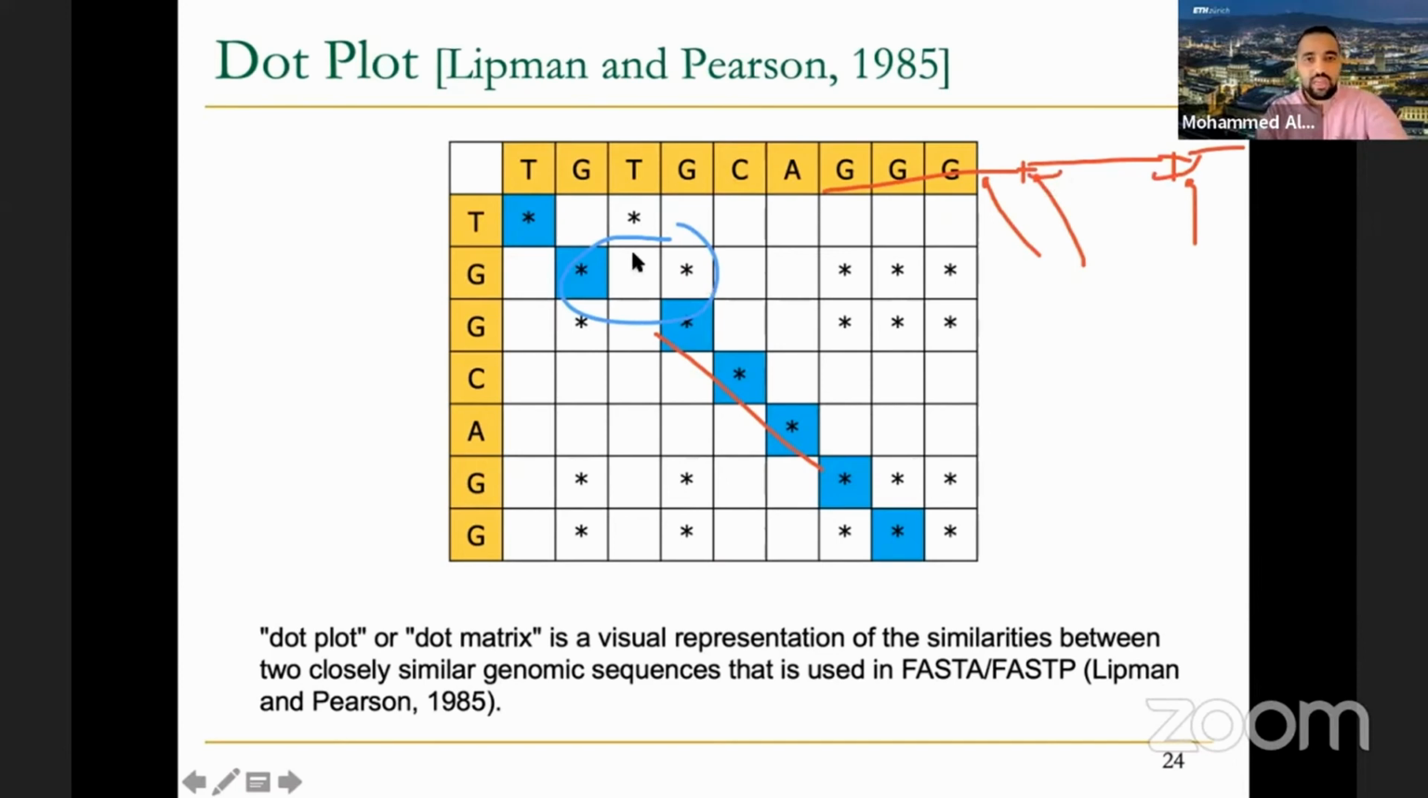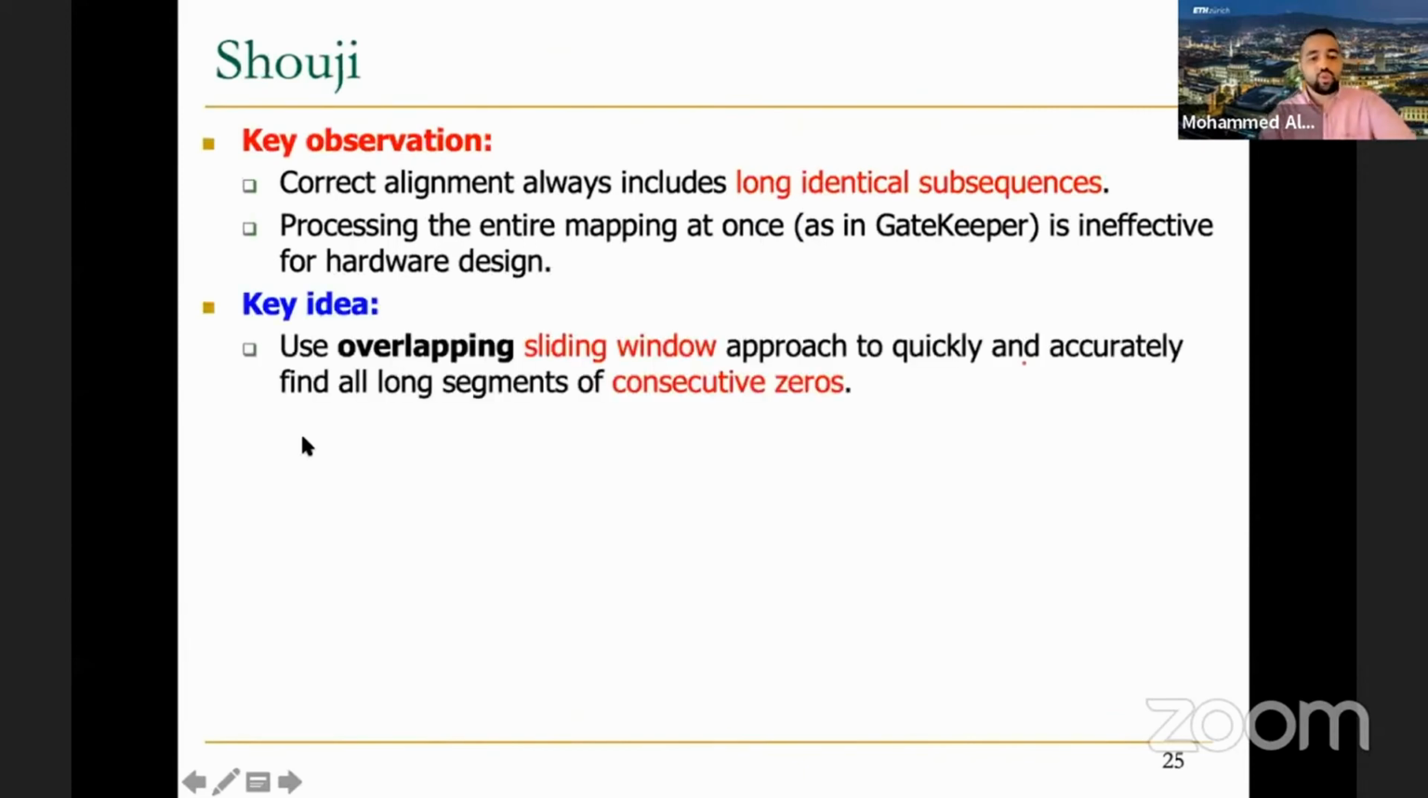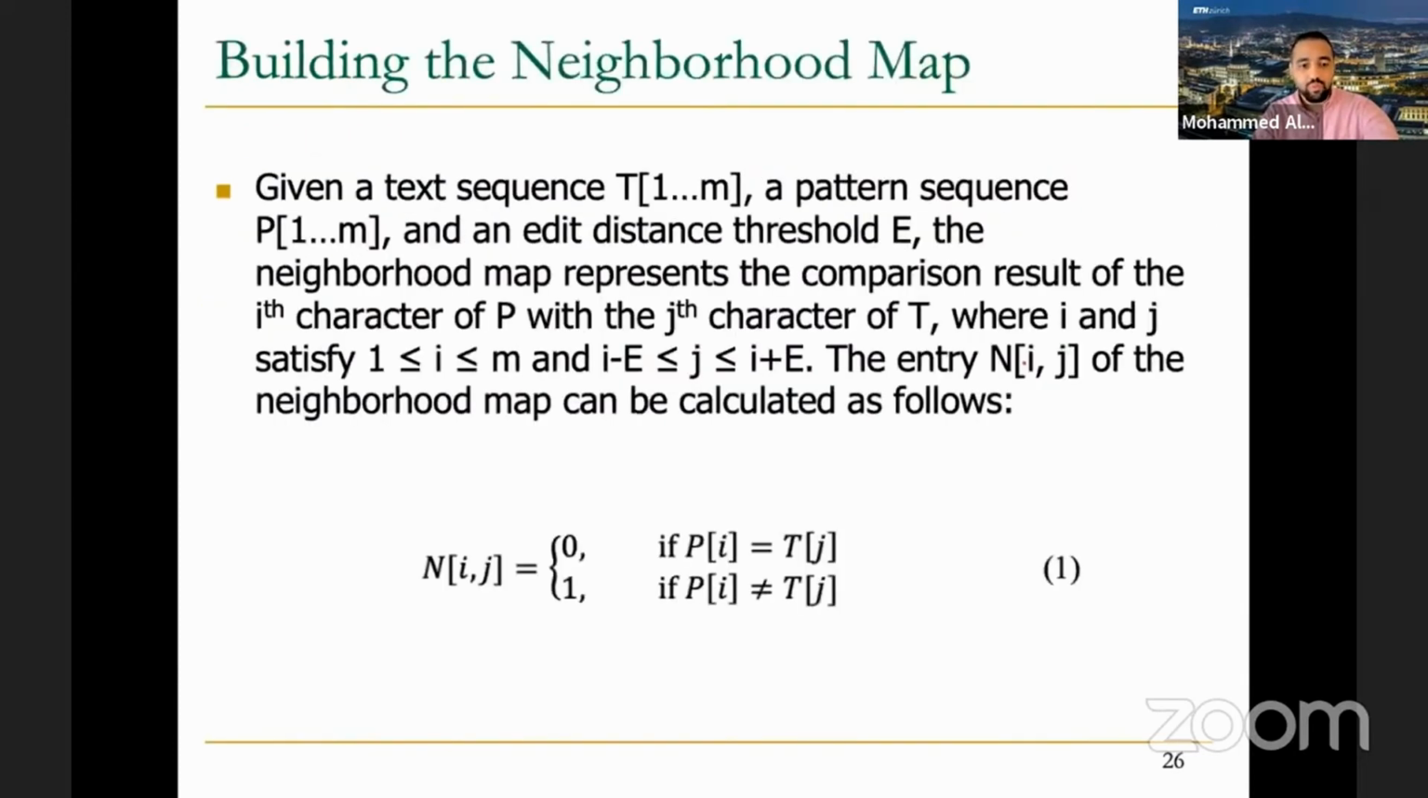We try to have a sliding window going over these diagonals. And whenever we see a switch between one mask to another mask, we said there is some edit operation happening there. And then we count only the ones happening between the two segments, rather than counting the number of zeros over there. Hopefully the idea is clear. So now let's move to the next slide, where we have the key idea. Use an overlapping sliding window approach to quickly and accurately find all long segments of consecutive zeros.